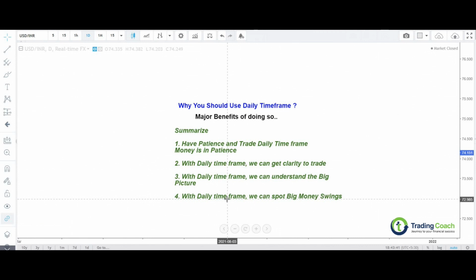So if you're an actual trader, and if you're a full-time trader, or even if you're a part-time trader, you should use daily chart to your benefit.